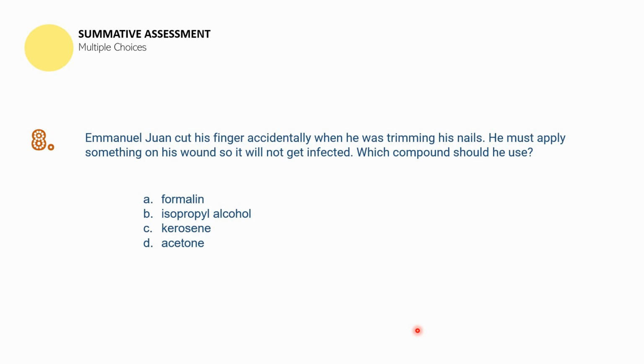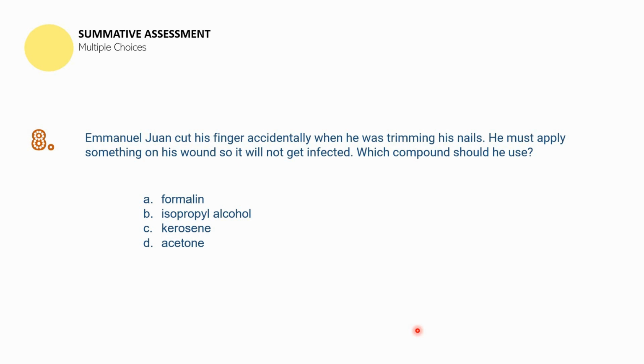He must apply something on his wound so it will not get infected. Which compound should he use? A. Formalin. B. Isopropyl alcohol. C. Kerosene. Or D. Acetone. Pause this video if you need more time.